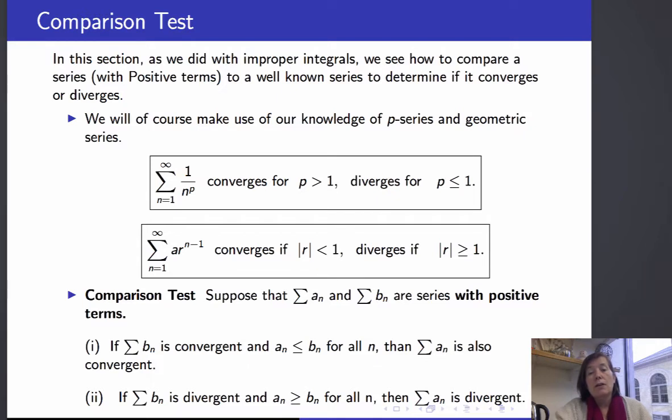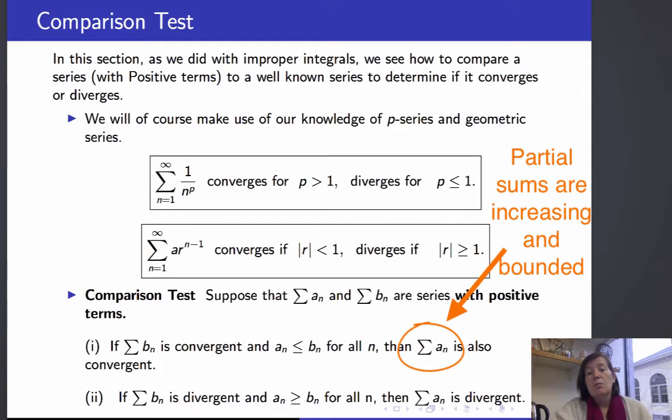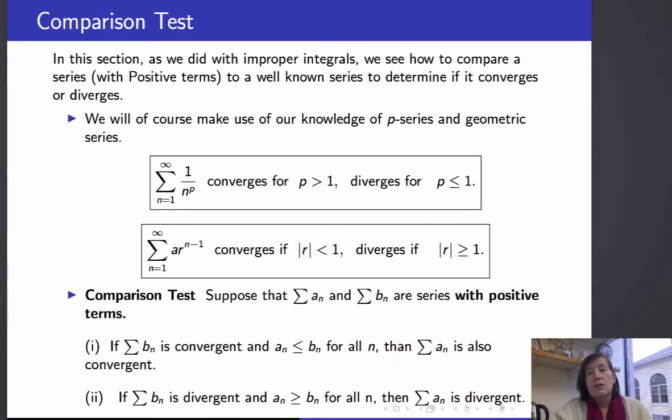And if you think about it, this is fairly obvious from the partial sums. The partial sums of an are always less than or equal to the partial sums of bn, and they're increasing and they're bounded by the sum of the series bn, so therefore that sequence of partial sums for an must converge.